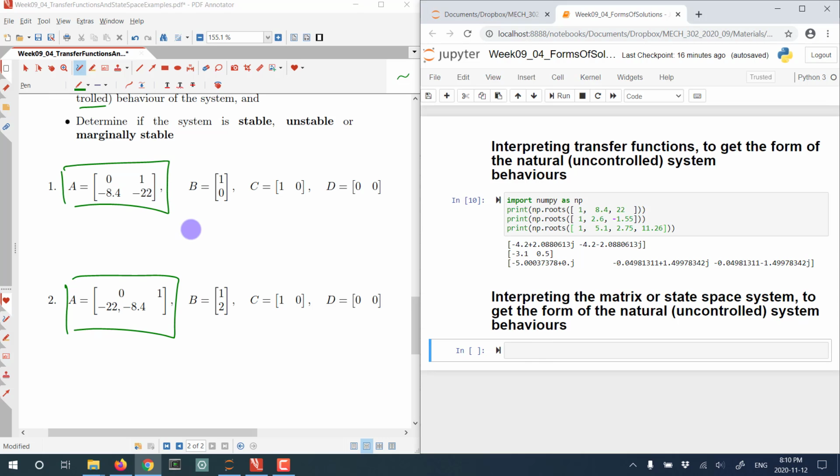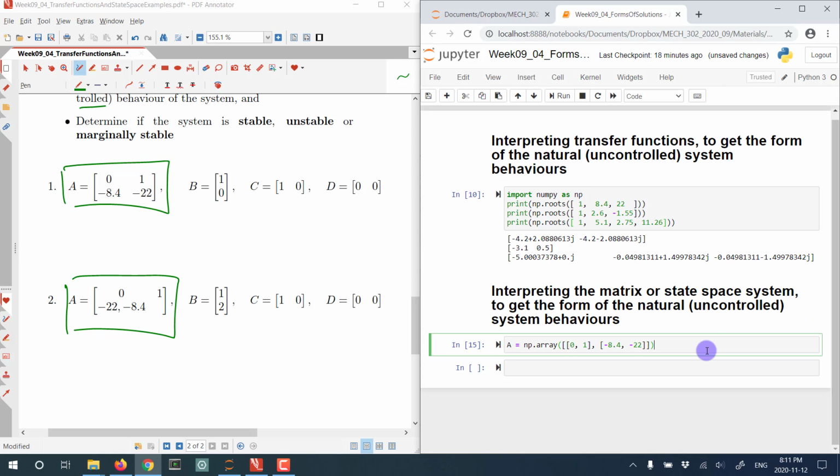So in particular, let's take a look here. And what we're going to do is enter our matrix. So we're going to say A is equal to an array of 0 and 1, and then another array on the next row of negative 8.4 and negative 22. And we're going to run that.